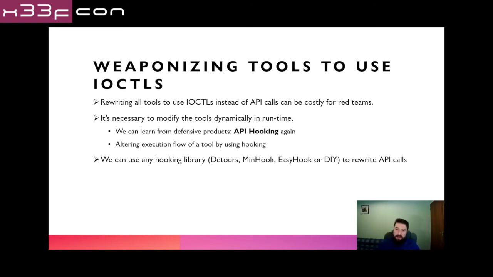Although changing standard API calls to IOCTLs seems easy to implement for simple usages, rewriting offensive tools which have various capabilities could be problematic for a red teamer. Also, you may not have access to the source code of every offensive tool. So it's necessary to modify the tools to use IOCTLs dynamically. For this purpose, we can use API hooking, this time for changing the execution of our own tools or processes. By using a hooking library of your choosing, like Detours, MinHook, EasyHook, or you can write your own, we can redirect the API calls of the process to IOCTLs to the Process Hacker driver.